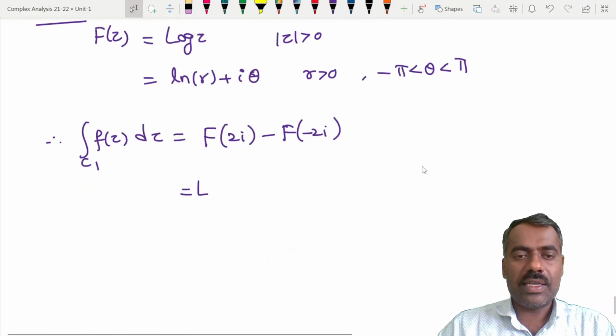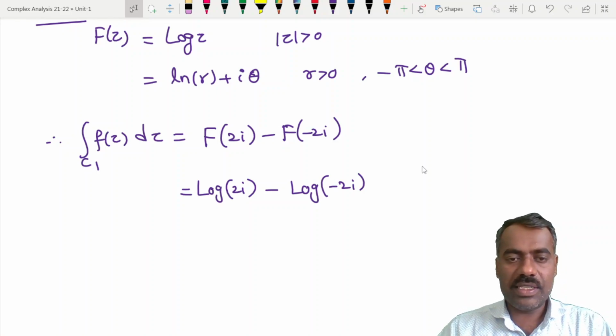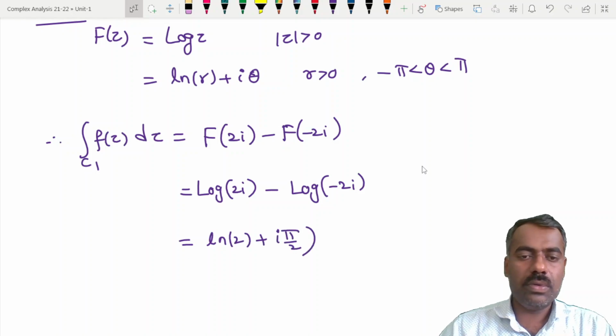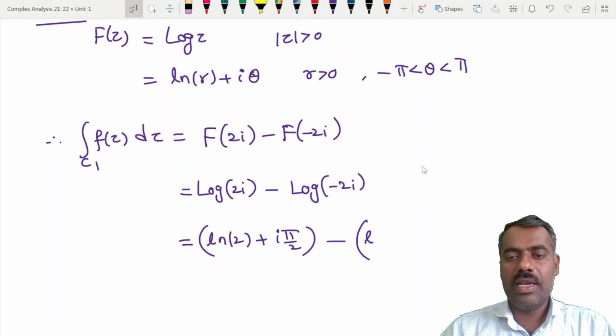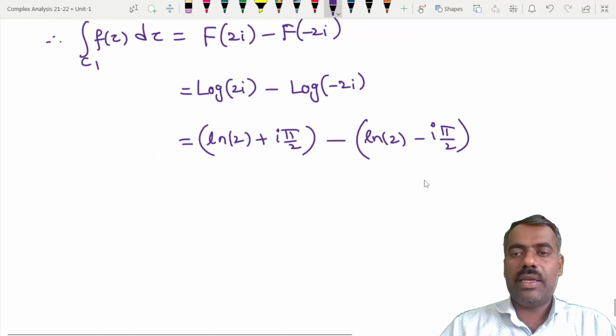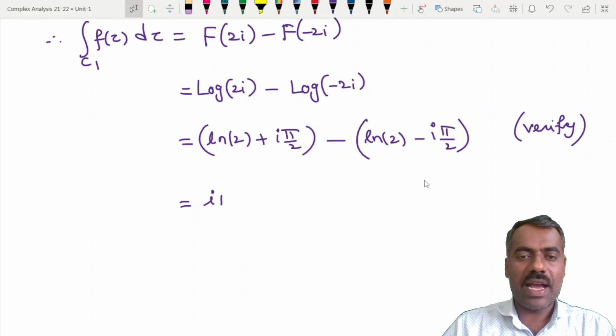This is the same as capital Log of 2i minus capital Log of minus 2i. This is the same as natural logarithm of 2 plus i times pi by 2. You can check that, it is not a problem. Similarly, this one is natural logarithm of 2 minus i pi by 2. I ask you to verify, simply find out capital Log. Therefore, this is the same as i pi by 2 plus i pi by 2, which is right.